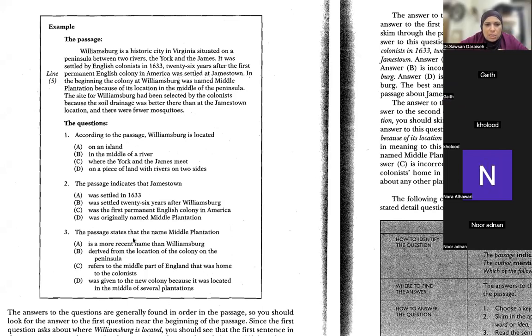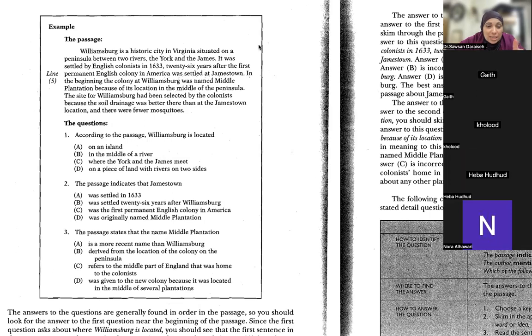So the passage states that the name Middle Plantation is a more recent name than Williamsburg. That it is a more recent name. Is that true? No, the oldest. Middle Plantation is more recent than this name, derived from the location. Well, I want to tell you something. I think I'm not going to accept B now. What do you guys think?